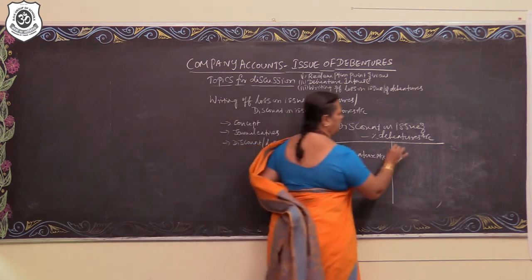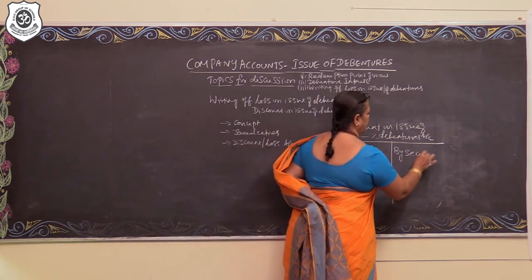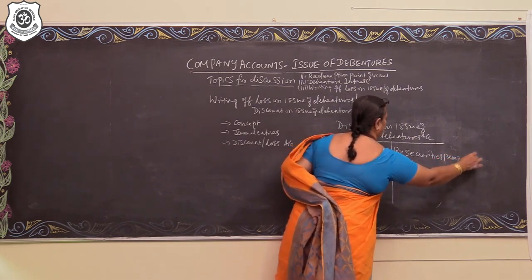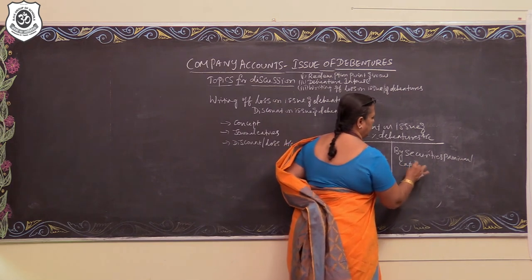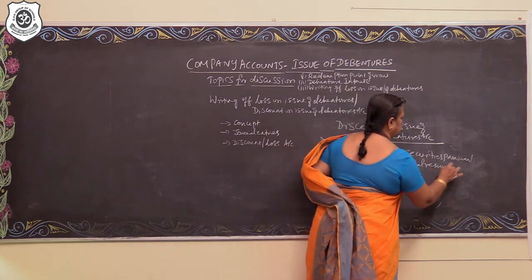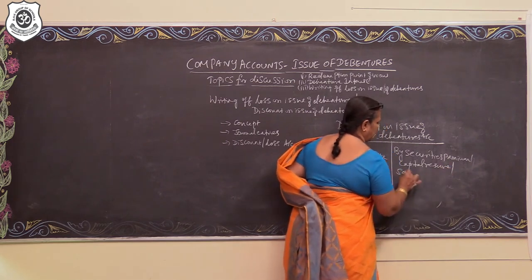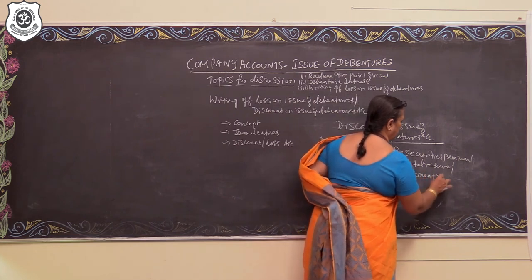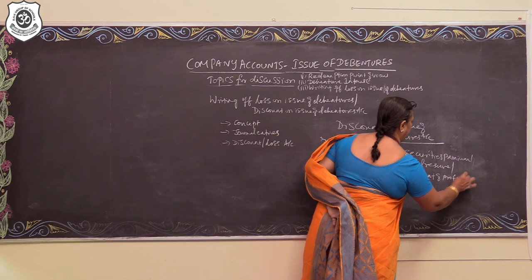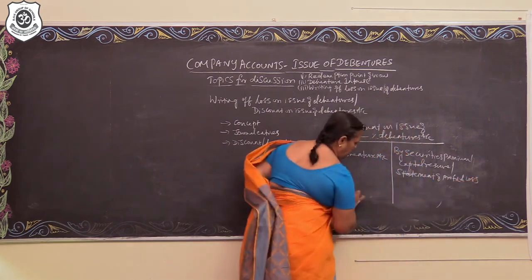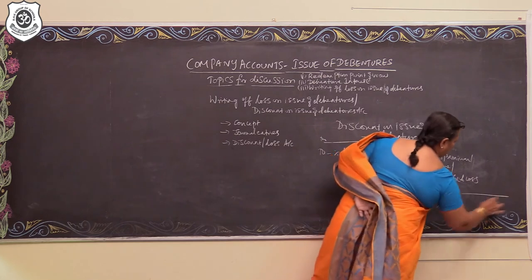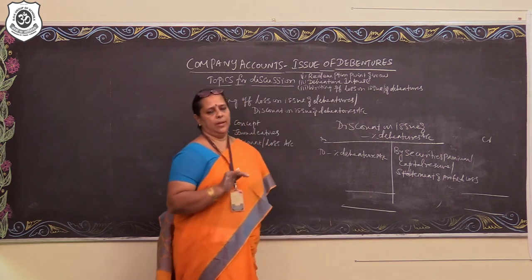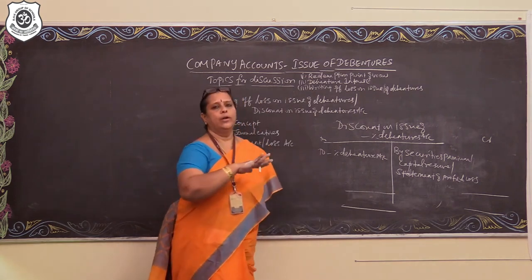So on the credit side, we will have securities premium, capital reserve, statement of profit and loss, and it will be closed in the same year. There will be no balance at the end of the financial period. The discount account will get closed automatically.